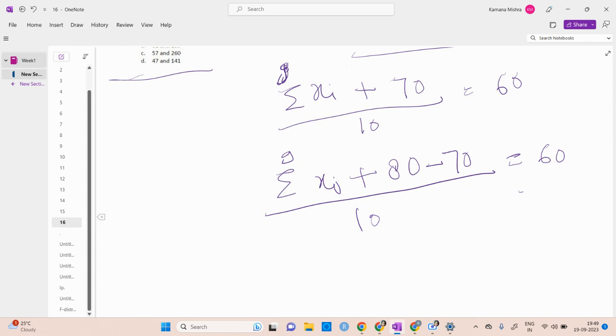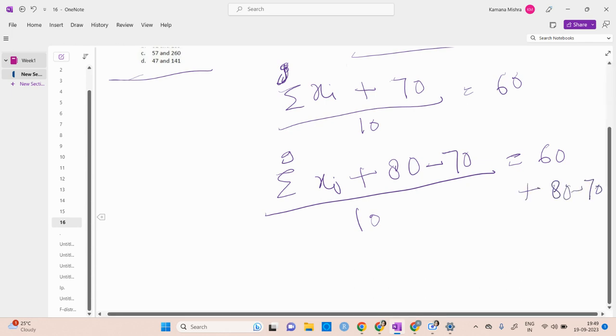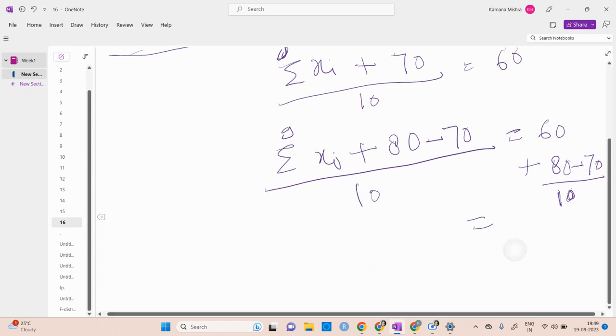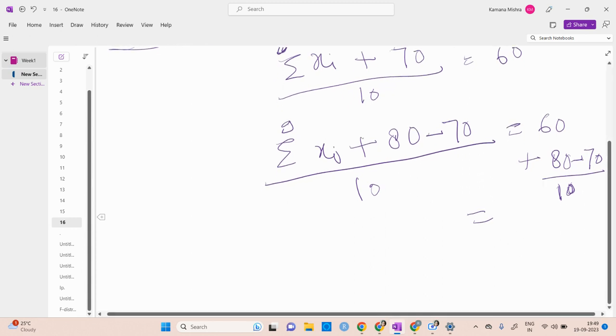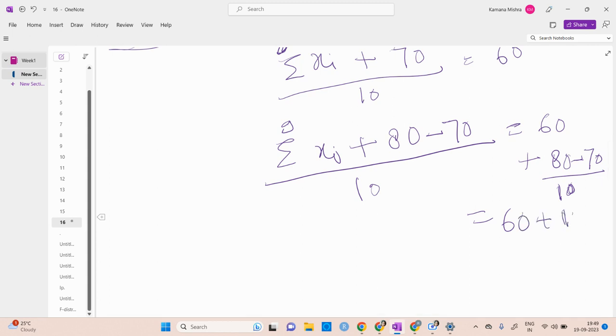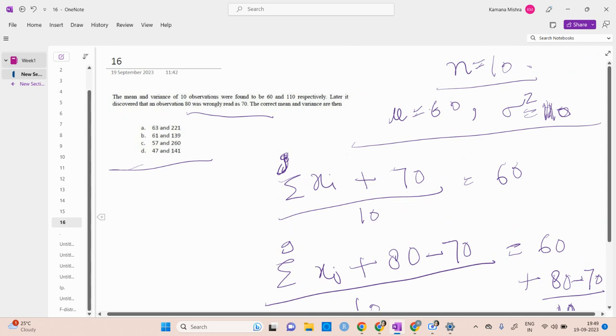60 plus 80 minus 70 divided by 10. So this is the change we have done here. So this will be 60, and then 80 minus 70 will be 10. So 10 by 10 it will be 1. So this will be 61. So this is the new mean. So that is the answer.